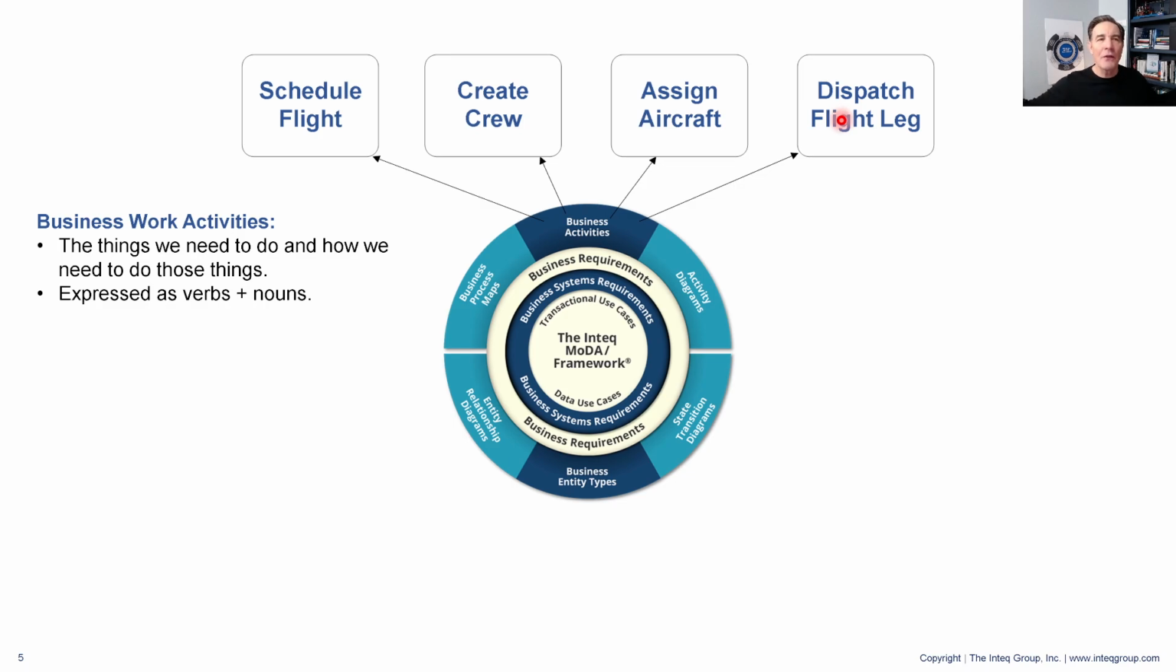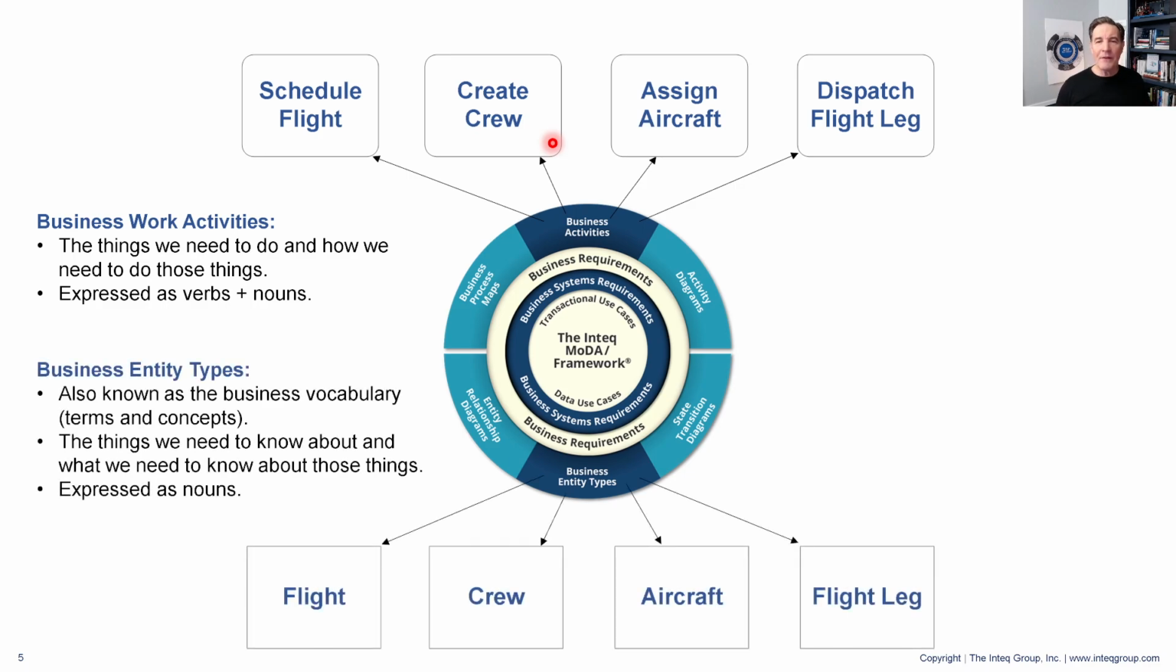And 100 other things as well. So those are the things we do, right? Expressed as verb nouns. Schedule flight, that's the verb, there's the noun, create crew. If you were just to talk to your subject matter experts and have that kind of conversation, what are the kinds of things we do and what do we need to know about those things, and express it in verb nouns, you'd very quickly come up with a list of these kinds of things.